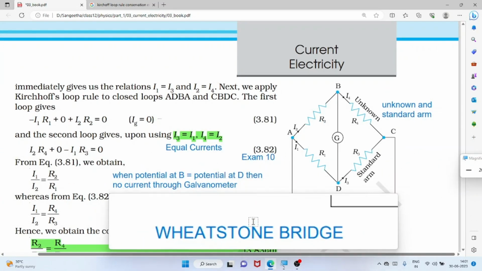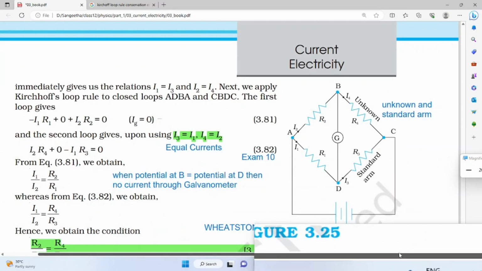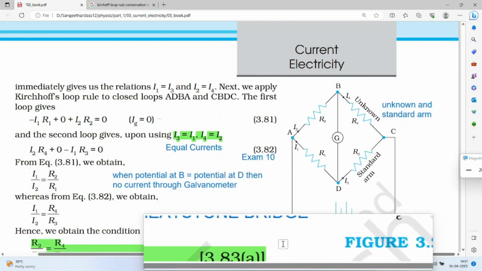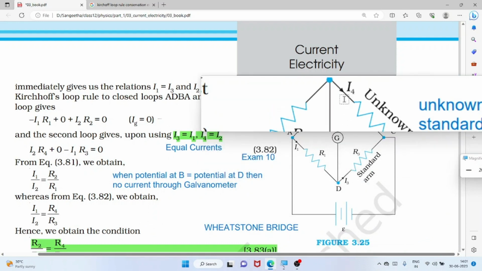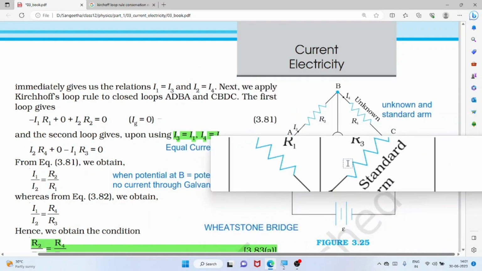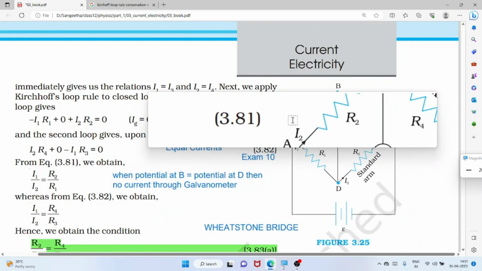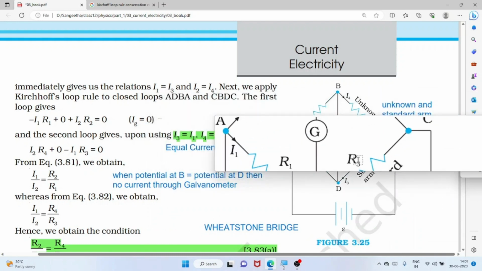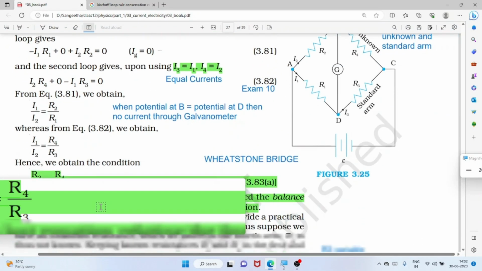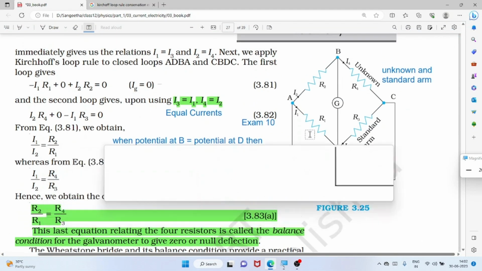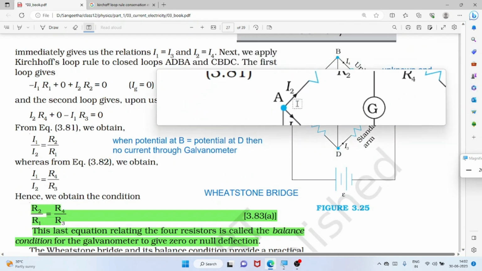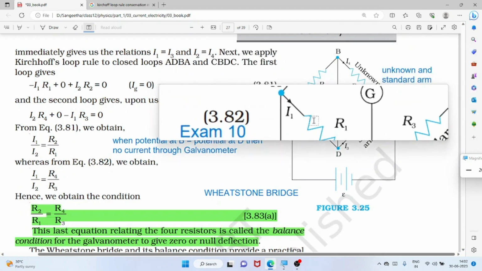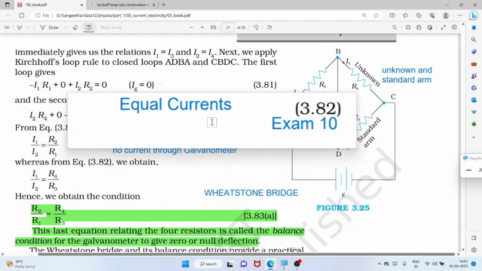When the bridge is balanced, this is how you find the unknown resistance. This is an unknown resistance and this is a variable resistance. When there is no current through this galvanometer, that means the bridge is balanced. Balanced bridge means R2 by R1 equals R4 by R3. That is the balance condition. So this current will be equal to this current, that is I2 equals I4, I1 equals I3, equal currents.